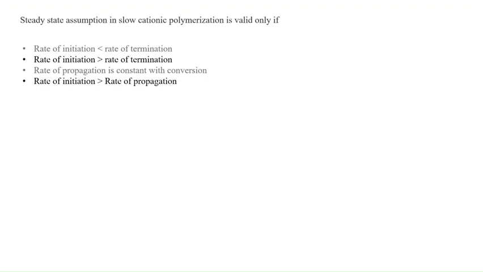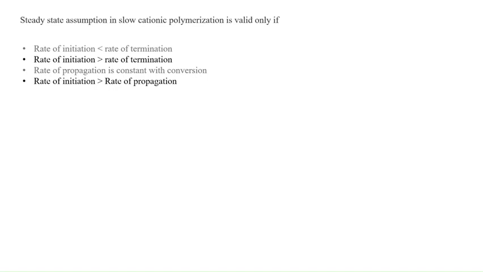First question: steady state assumption in slow cationic polymerization is valid only if... So it has been asked what the steady state assumption in slow cationic polymerization is, and what the conditions are for it to be valid. In the steady state assumption, there are instances when the reactions proceed too rapidly, so steady state is sometimes not achieved. For steady state to exist, what are the assumptions we require?